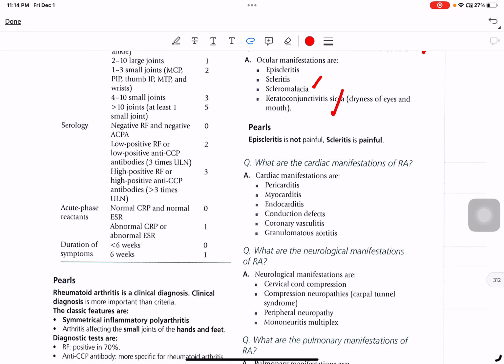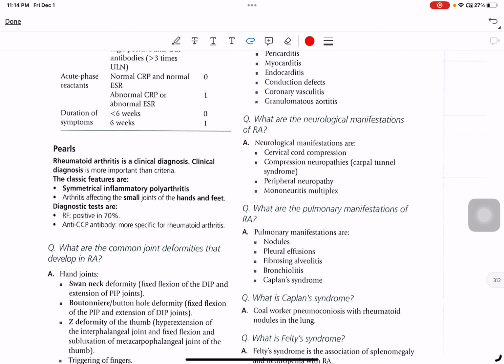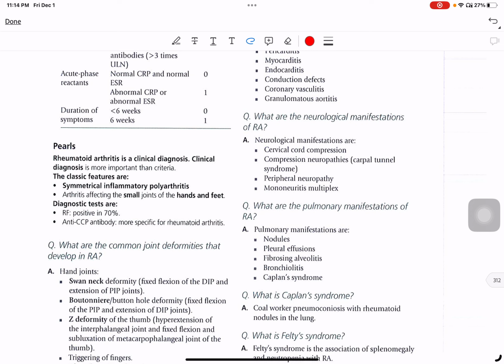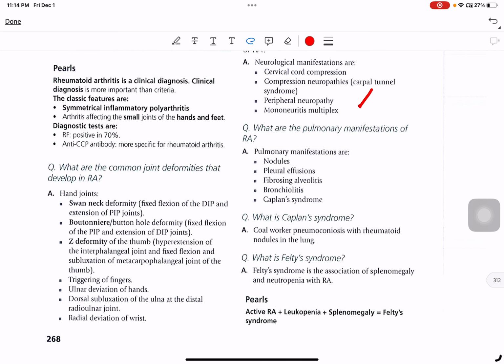What are the cardiac manifestations of rheumatoid arthritis? Pericarditis, myocarditis, endocarditis, conduction defect, coronary vasculitis, granulomatous aortitis. Neurological manifestations: cervical cord compression, compression neuropathy, entrapment neuropathy, peripheral neuropathy, mononeuritis multiplex. Pulmonary manifestations: pulmonary nodule, effusion, Caplan syndrome, fibrosing alveolitis.